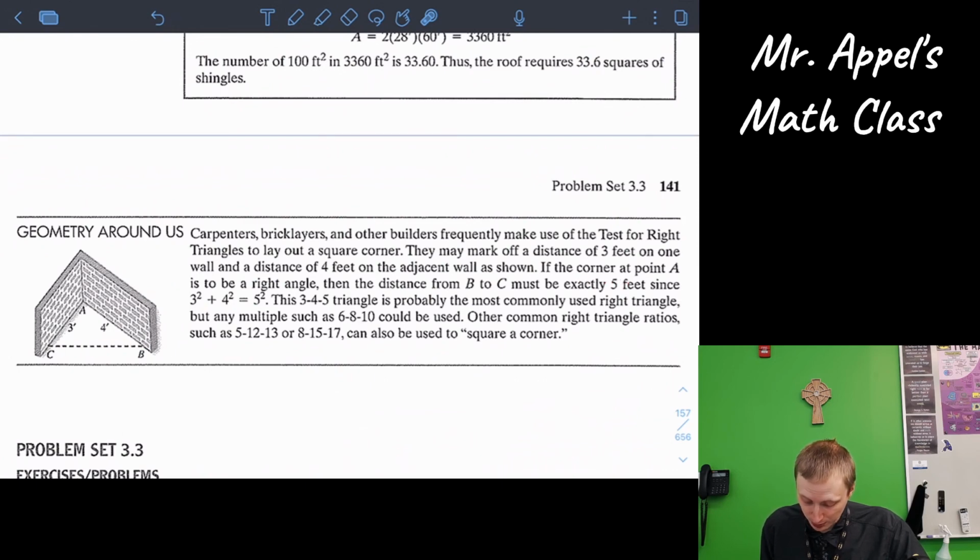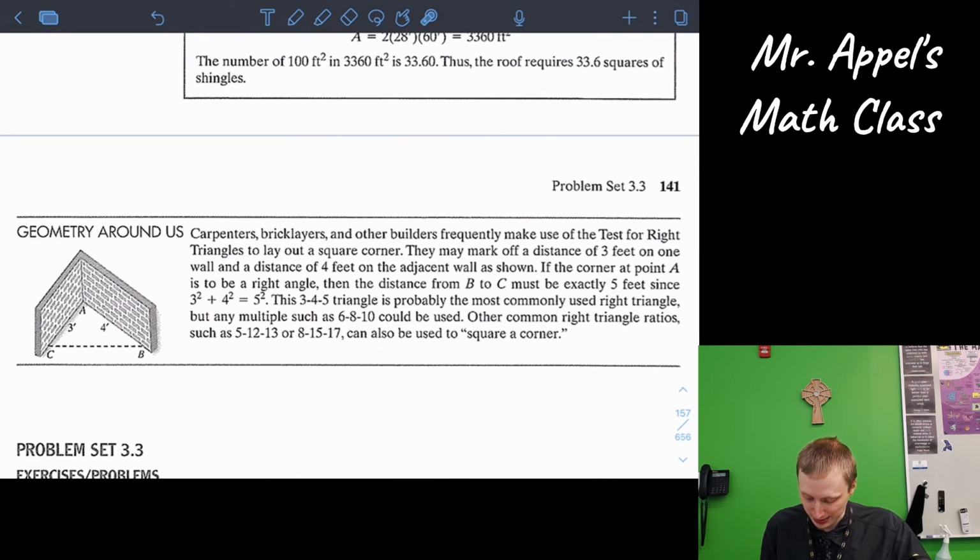If the corner at point A is to be a right angle, then the distance from B to C must be exactly 5 feet, since 3 squared plus 4 squared equals 5 squared. This 3, 4, 5 triangle is probably the most commonly used right triangle, but any multiples such as 6, 8, 10 could be used. Hey, that's what I said. Other common right triangle ratios such as 5, 12, 13, or 8, 15, 17 can also be used to square a corner. There they have it.